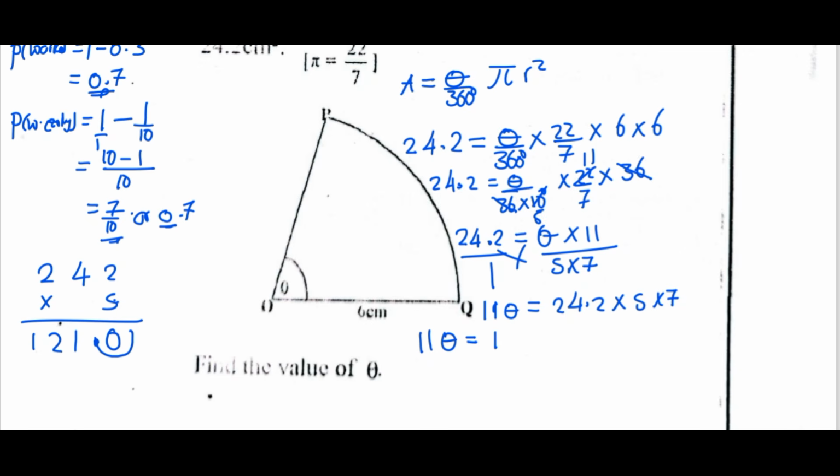So this is the same as 121 times 7. Now we know that 11 can go into 121. 11 times 11 is 121. So 11 into 121 is 11, times 7. So we know that 7 times 11 will give us 77 degrees. So this is the angle that was here.